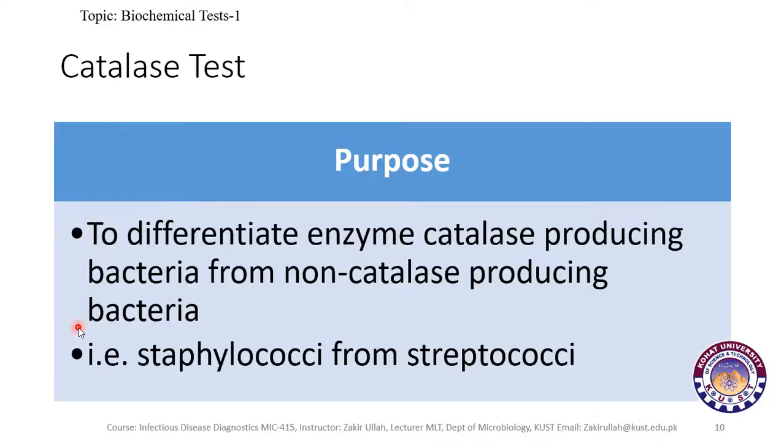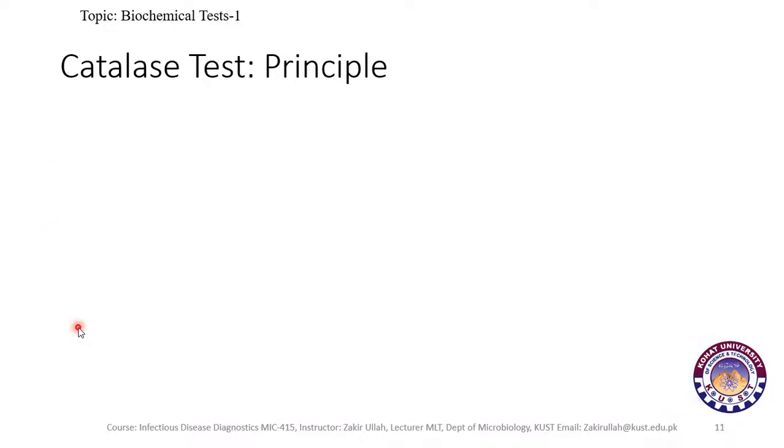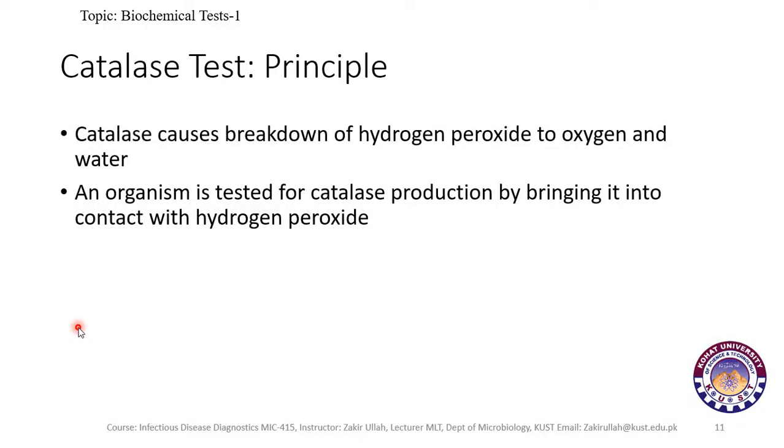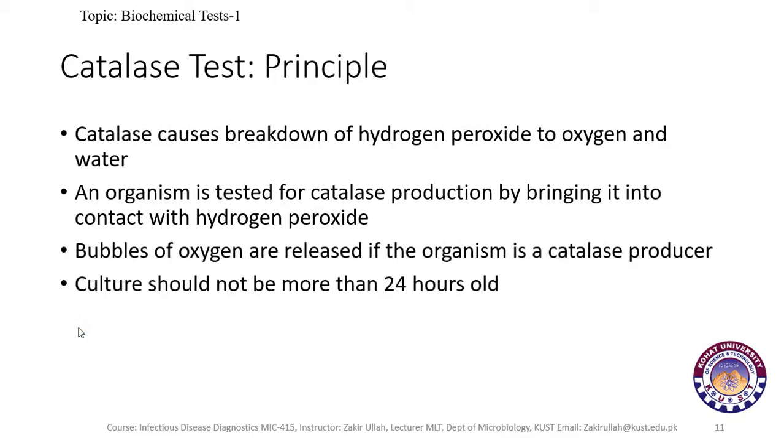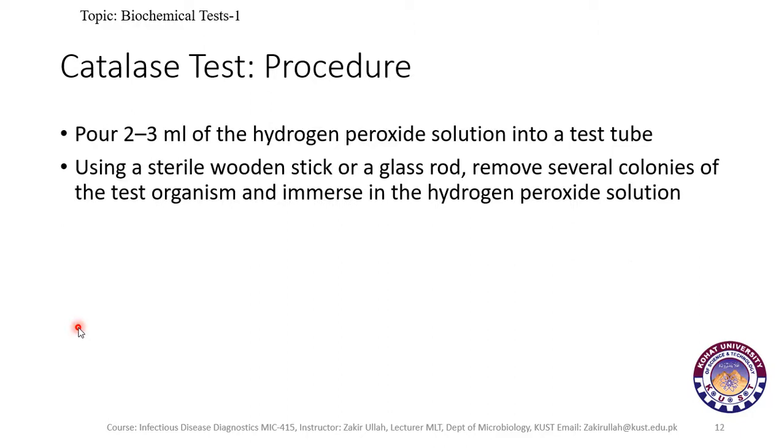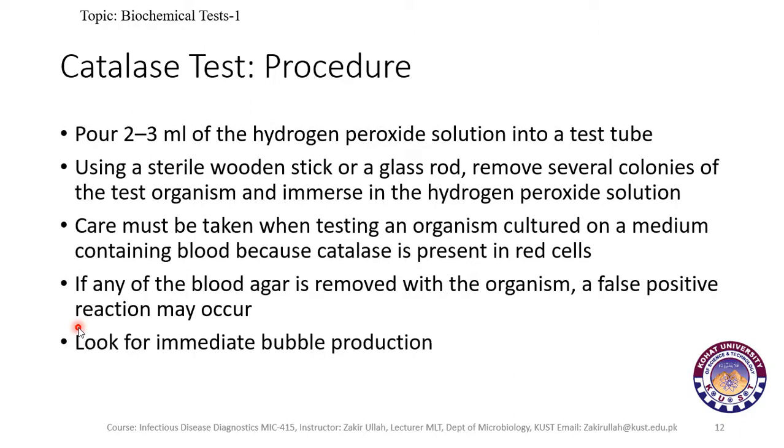This is the purpose of the catalase test: to differentiate between gram positive cocci in chains and gram positive cocci in clusters, in grape form, especially staphylococci, to differentiate staphylococci from streptococci, because staphylococci are catalase producing and they break down hydrogen peroxide into oxygen and water. This test is performed on a slide as well as by the tube method.